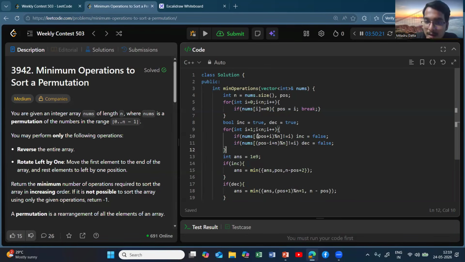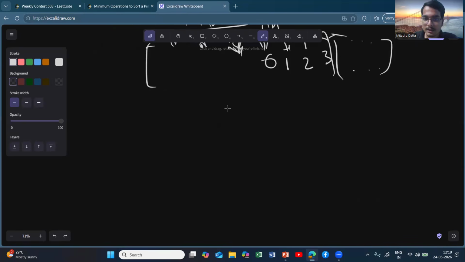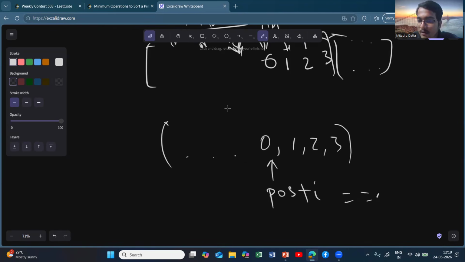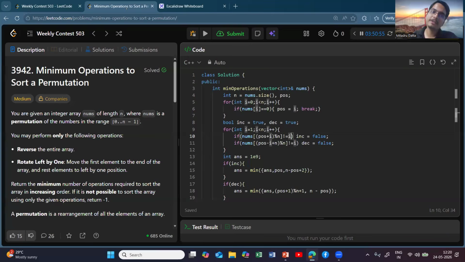So you see, nums of position plus i should always be i. What do I want to say? Now you see, this is the index position, right? If you do position plus i, you must always get i. So if you jump 2 steps, that is you do position plus 2, you should get 2. If you do position plus 3, you should get 3. If you are not getting that, it means it is not arranged in increasing order.